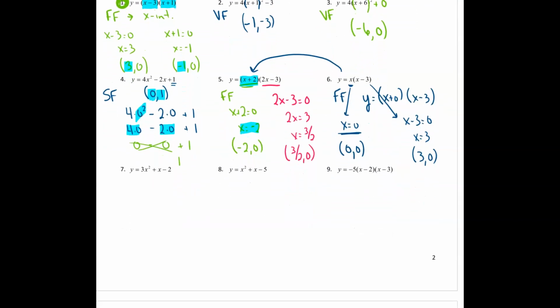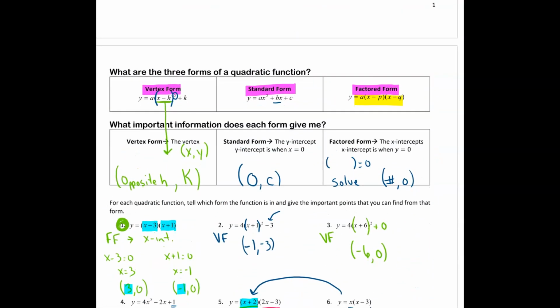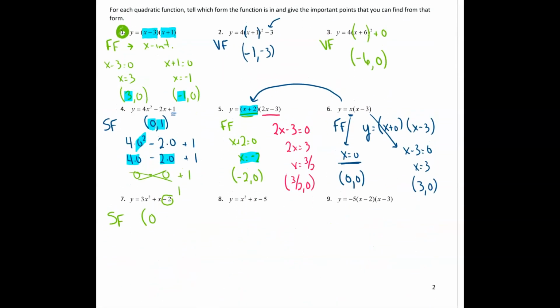All right, let's go through these pretty fast. So number 7, this is standard form. No parentheses. Again, in standard form, I can see the y-intercept. It's 0, and then the term that does not have an x with it. And again, standard form, just pointing out up here, is all addition signs. So when you look at number 7, you should really see this as plus -2. So you get -2.